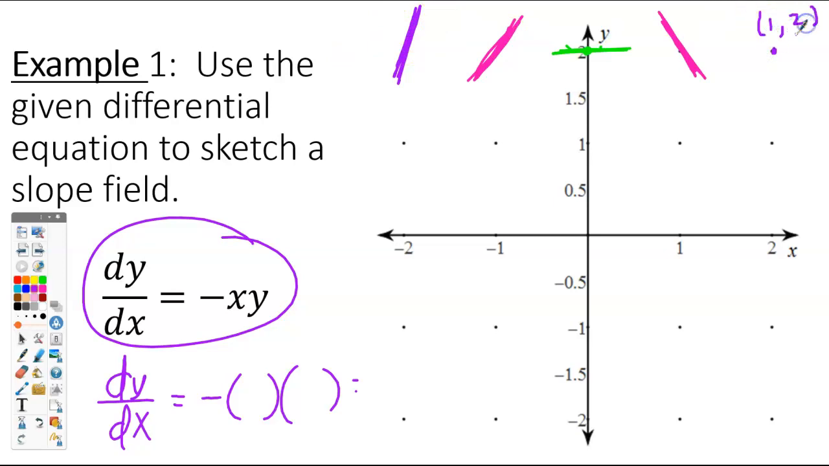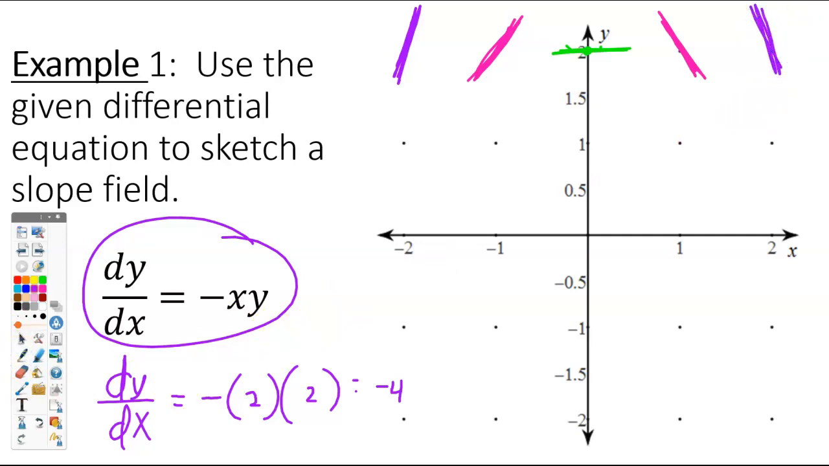So that's over 1 up 2. Oh, I'm sorry, that's over 2 up 2. So now I'm going to plug in 2, 2, and I get -4. So it's going to have the same steepness as this purple one over here, but it's just going to be going in the opposite direction. So whenever I sketch that slope, it will look something like this.